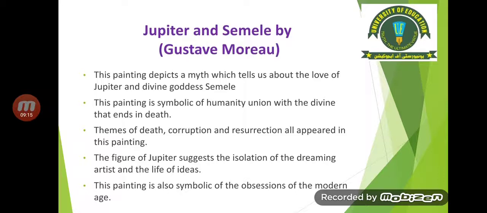The figure of Jupiter suggests the isolation of the dreaming artist and the life of ideas. This painting is also symbolic of the obsession of the modern age.